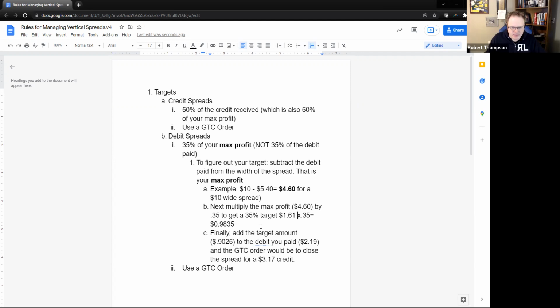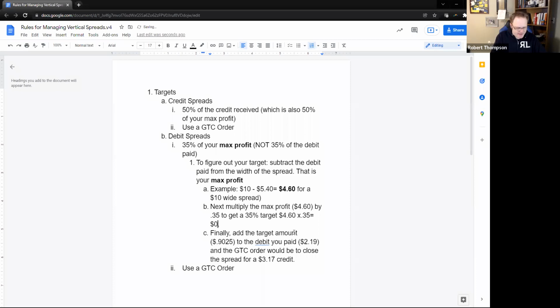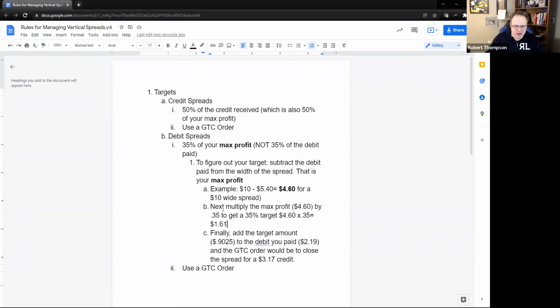Wait a minute. Multiply the max profit. $1.60 is what you want. That's all. 460, and this is, whoops. This is what we want to do. $1.61, I think, was the actual number. Because I want this to be clear if you guys go back and follow along step by step. I want it to match what this sheet says with the video, okay?